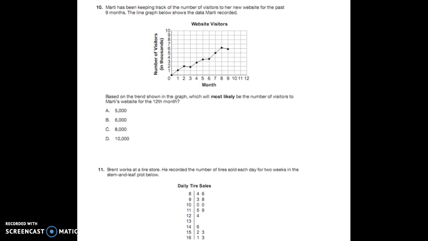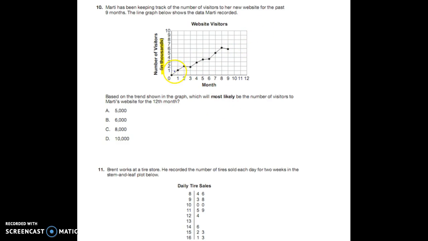Okay, just a couple more here. So Marty has been keeping track of the number of visitors to her new website for the past 9 months. The graph shown below shows the data Marty recorded. So you see number of visitors versus month. Number of visitors, note, is in thousands, so you want to make note of that. It's not just the number of visitors she had, but it's in thousands. Okay, based on the trend shown in the graph, which will most likely be the number of visitors to Marty's website in the 12th month?